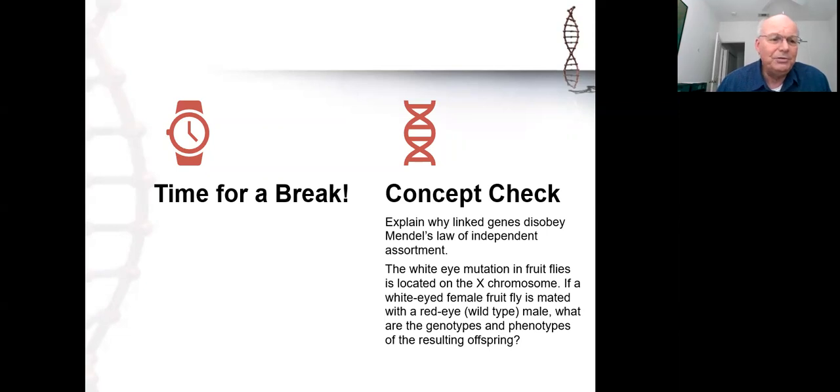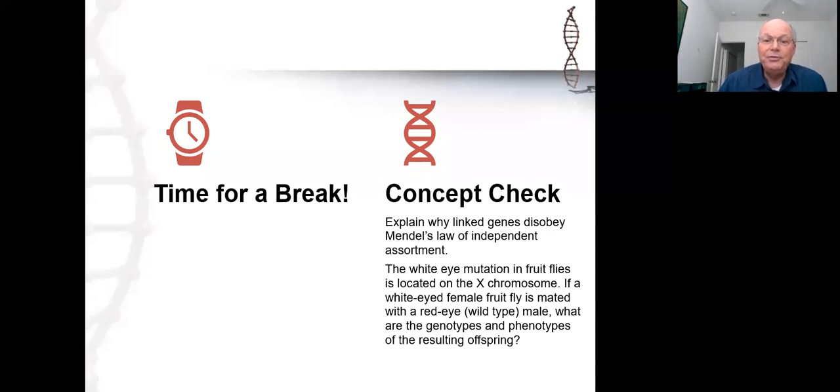Well, Mendel's law of independent assortment is based on the fact that the genes are located on separate pairs of homologous chromosomes that behave independently of each other. And that's why you get the different combinations of alleles associated with those chromosomes. If the genes are linked, they are on the same chromosome. And because they're on the same chromosome, they tend to be inherited together, not independent or separate from each other. And so that's why they disobey Mendel's law of independent assortment.